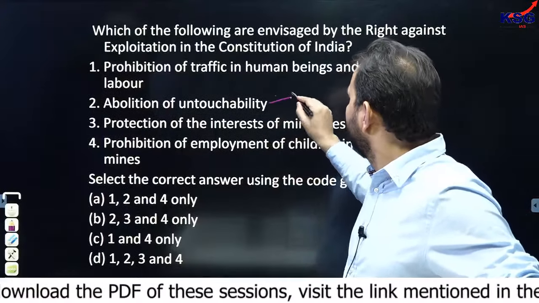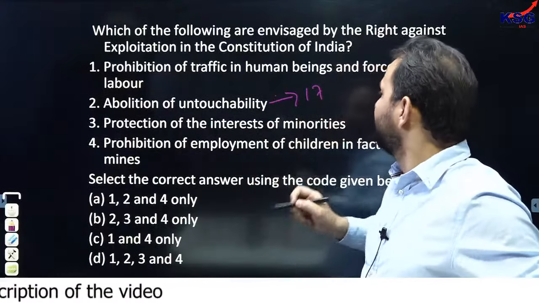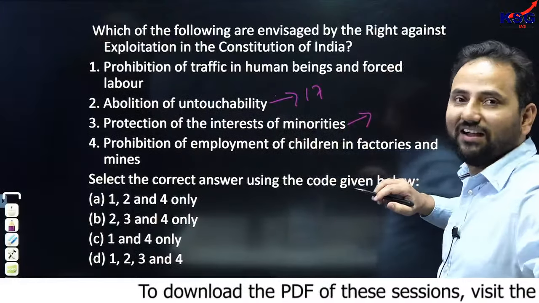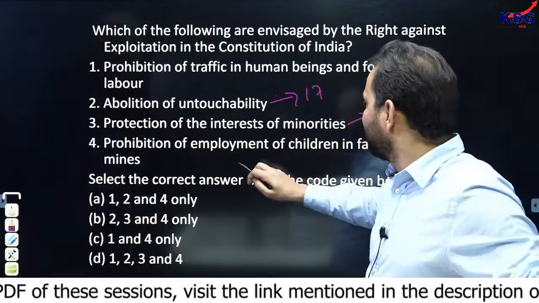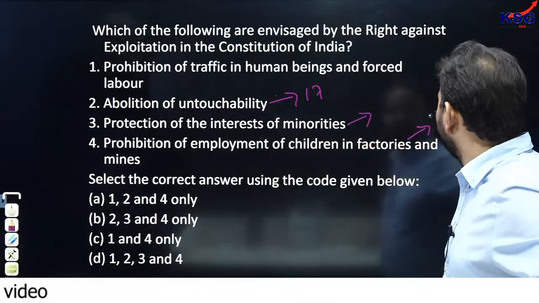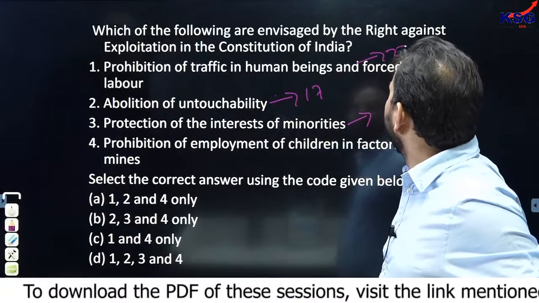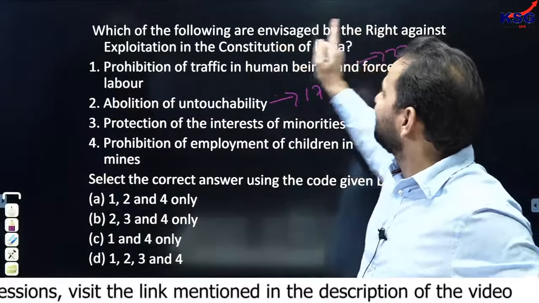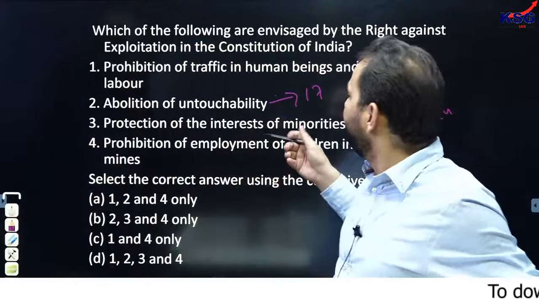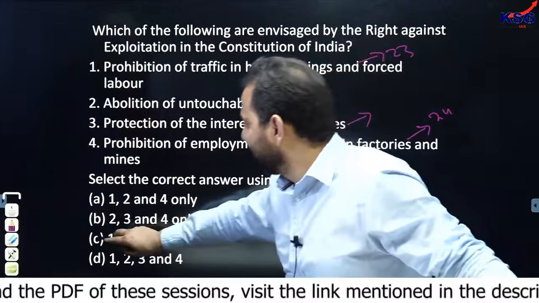Untouchability, Article 17. This is right to equality. Again, protection of the interest of minorities, Article 29 and 30. Prohibition of employment of children in factories, this is something with reference to right against exploitation, Article 24. Prohibition of traffic in human beings and forced labor, Article 23. So, it is talking about right against exploitation in the Constitution of India. This is Article 23 and 24. And the answer would be 1 and 4, that is C.